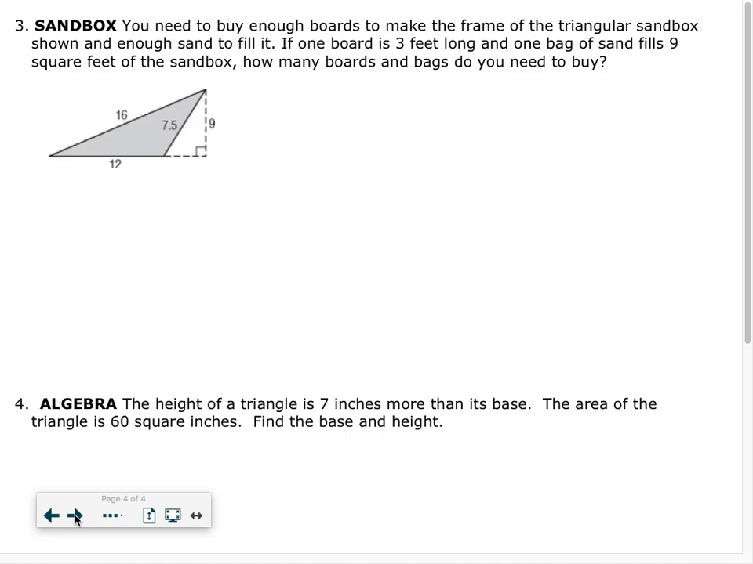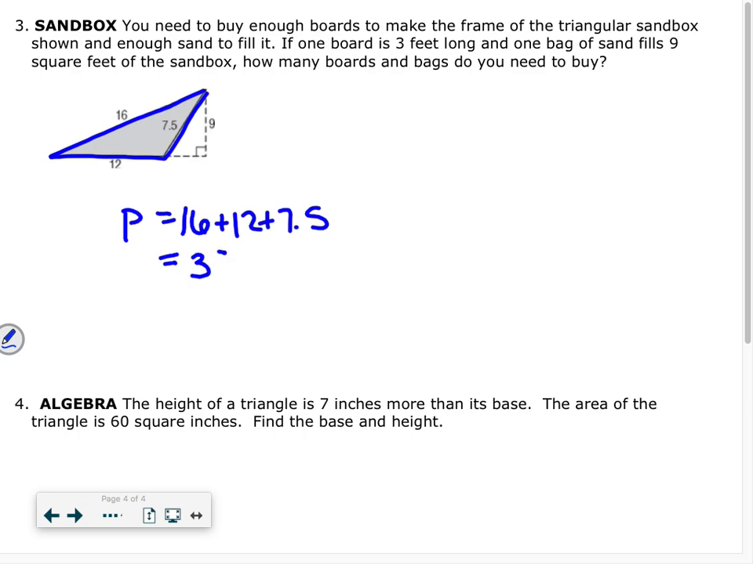Well, let's see what we have here. Let's find the perimeter. We want to know how many boards are going to be going around. So let's take our perimeter, 16 plus 12 plus 7.5. We add that together. We have 35.5 feet of boards that we'll need to enclose that sandbox.